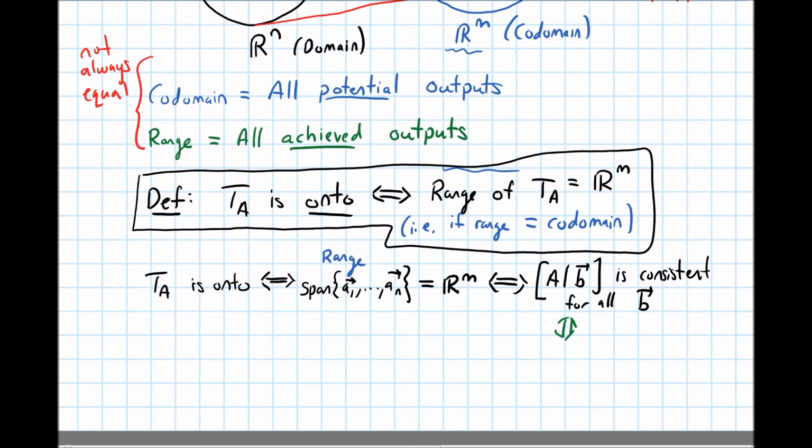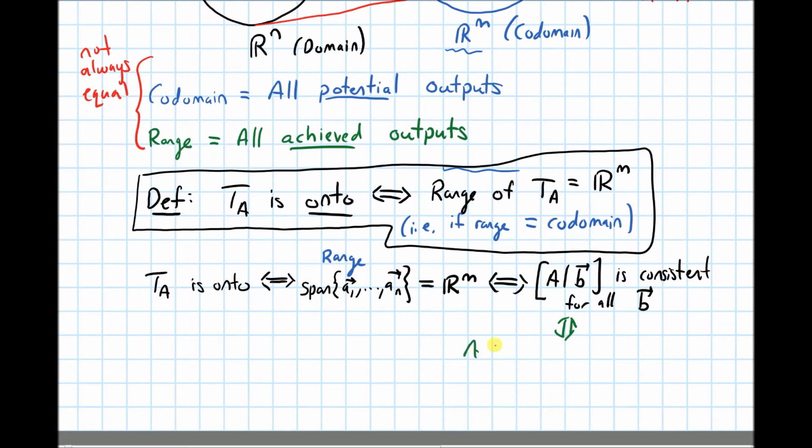At this point, pause the video and think about this for 30 seconds. When does that happen? When is this augmented matrix going to be consistent for all vectors B? So 4, 3, 2, 1, pause the video. Okay, so hopefully you guys have done that.